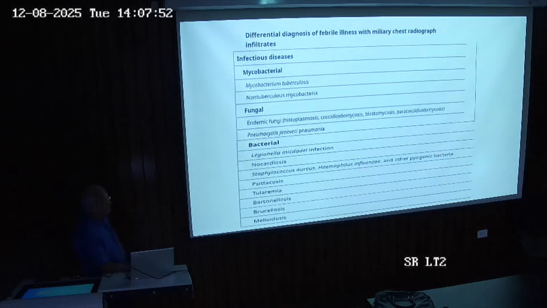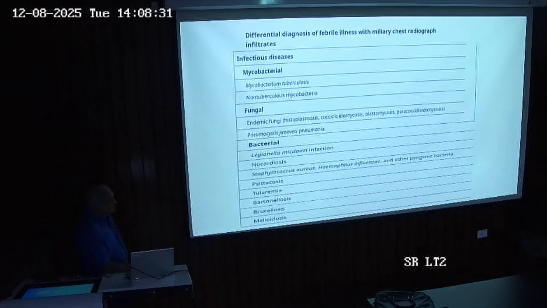Now, what is the differential diagnosis of multiple miliary shadows on chest radiograph? Infectious disease: mycobacterial tuberculosis, and the other mycobacteria which can be non-tubercular. Fungus can also give rise to miliary type of shadows: histoplasmosis, coccidioidomycosis, blastomycosis, and paracoccidioidomycosis. These are the fungi which involve the pulmonary parenchyma.